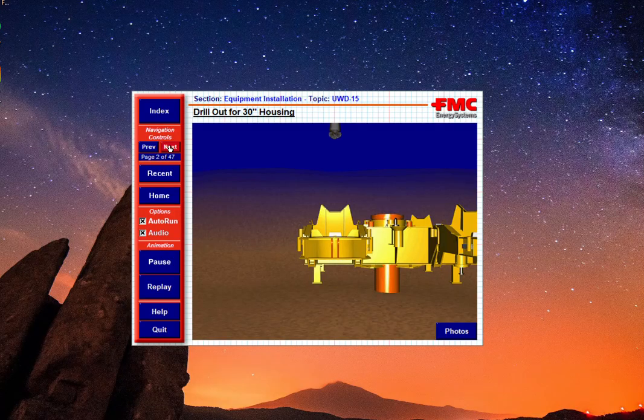The drill pipe and drill bit are lowered into the hogs and through the bit guide. The pilot hole for the 30-inch conductor casing is drilled using an under-reamer and hole opener. During this drilling operation, a cuttings transport system is also utilized, which is not shown on this presentation.